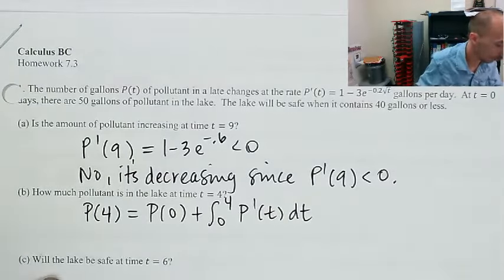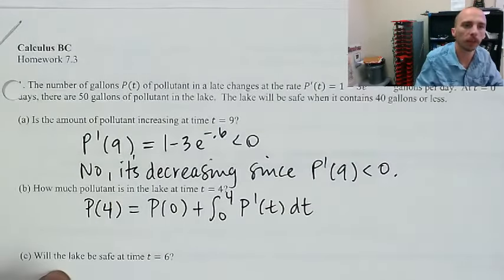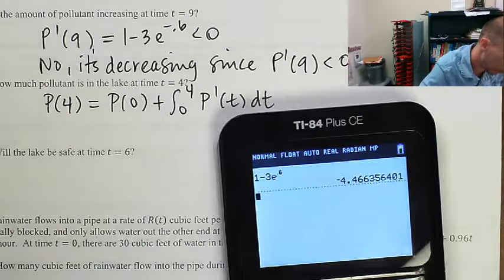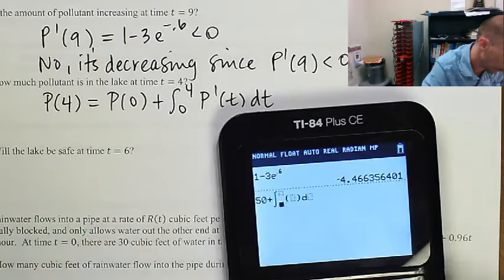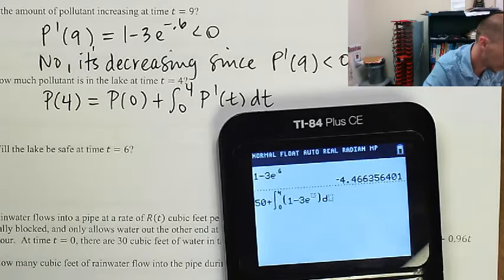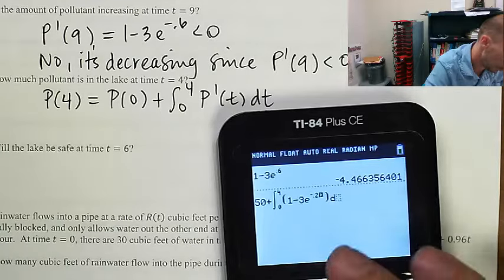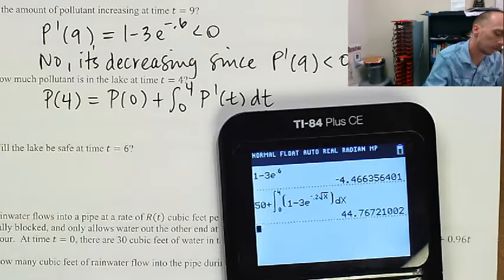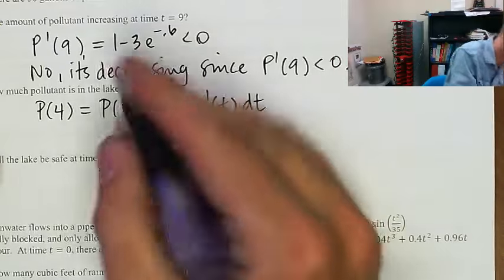And will the lake be safe at time T equals 6? Well, we'll find out. We've got to do this one first. P of 0 is 50 plus the integral from 0 to 4 of P prime, which is 1 minus 3 e to the negative 0.2 square root of t. That's kind of a lot. Okay, and I'm going to integrate that with respect to x, and get 44.767 gallons.